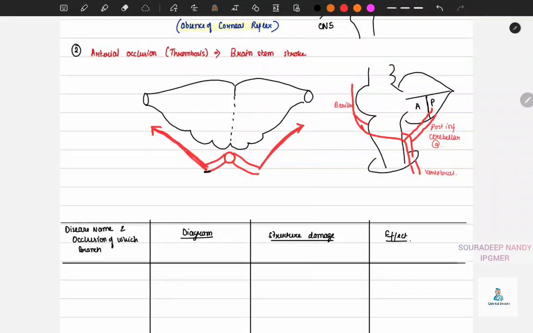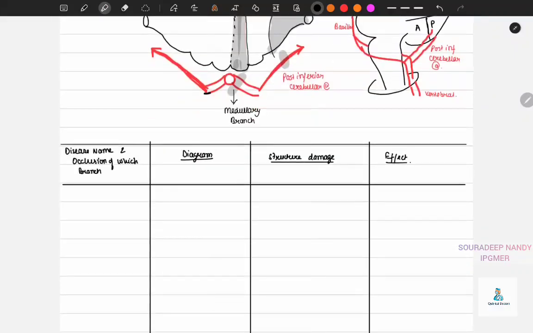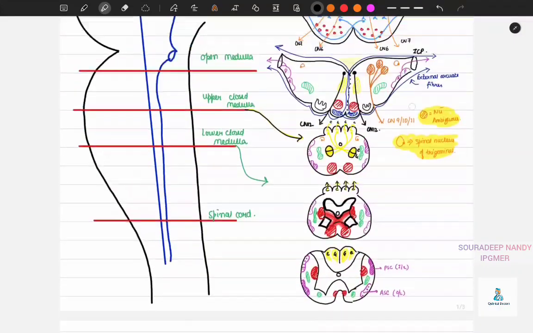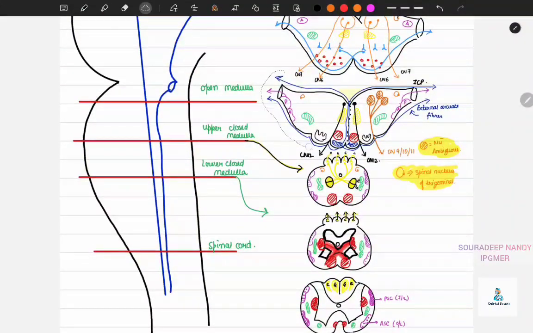If there is an occlusion here, it results in a lesion of this part of the medulla, and it is called medial medullary syndrome. So if there is occlusion of the medullary branch, it gives the clinical syndrome, that is the medial medullary syndrome. If there is occlusion of the posterior inferior cerebellar artery, then it leads to lateral medullary syndrome. It leads to the lesion of this part, which is known as lateral medullary syndrome. First, let us discuss the medial medullary syndrome. I am copying this part for better understanding.